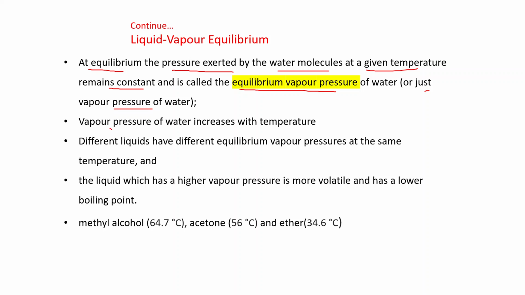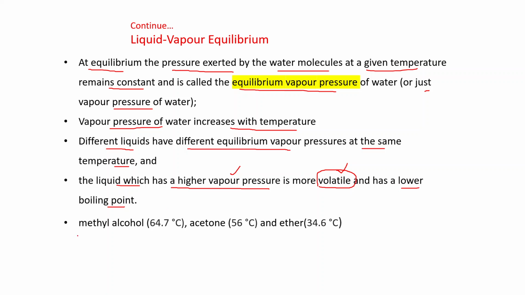Vapor pressure of water increases with temperature because the rate of evaporation increases with temperature. Different liquids have different equilibrium vapor pressure at the same temperature, and the liquid which has higher vapor pressure is more volatile. Now, what's the meaning of this more volatile? Higher vapor pressure means lower boiling point. It means it easily converts into the vapor phase. Such types of substances are known as volatile substances having low boiling point.